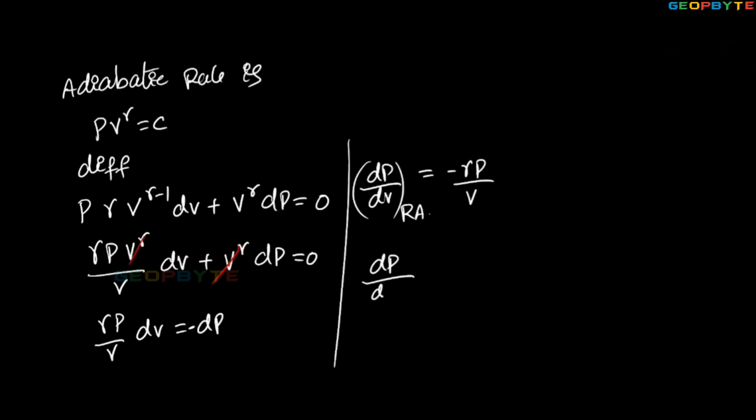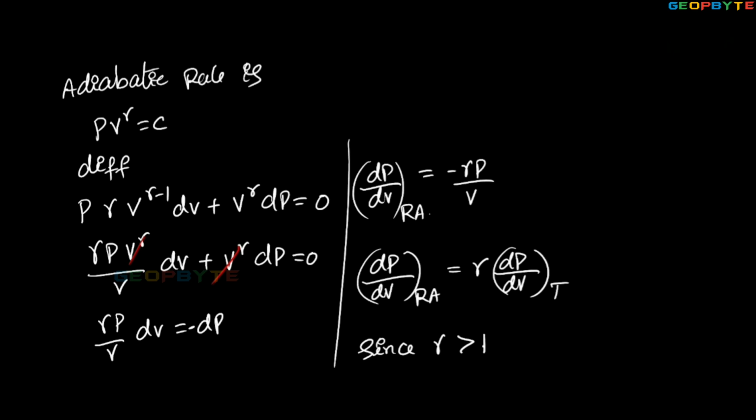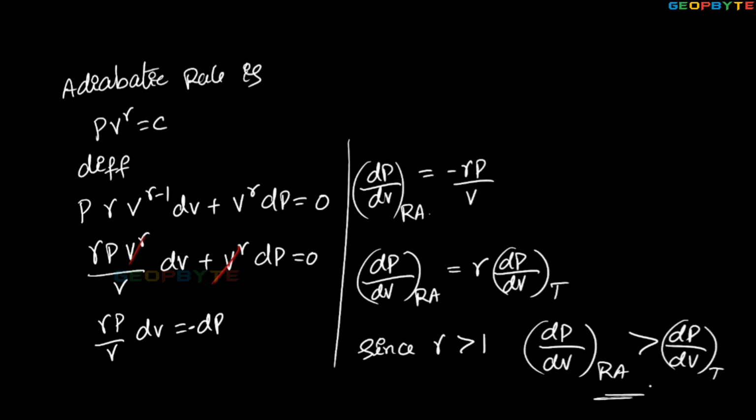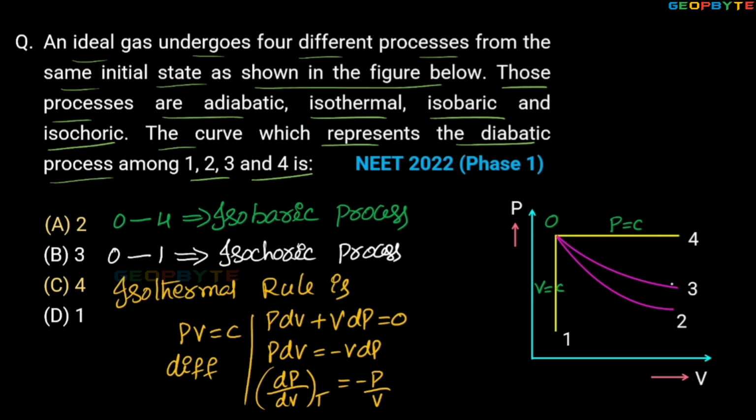So dP by dV for the reverse adiabatic process is equal to gamma times the dP by dV for constant temperature. Since gamma is always more than 1, the slope of the reverse adiabatic curve is more than the slope of the isothermal curve in the PV diagram. Now look at the graph, 0 to 3. 0 to 3 is maintaining less slope, 0 to 2 is maintaining more slope.